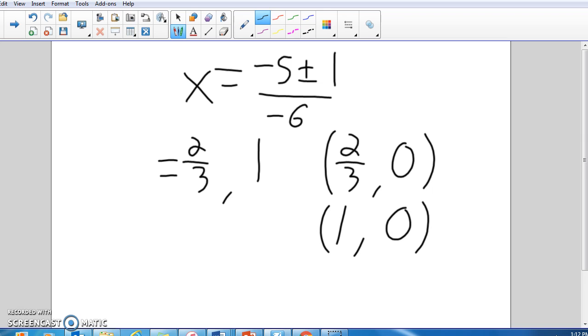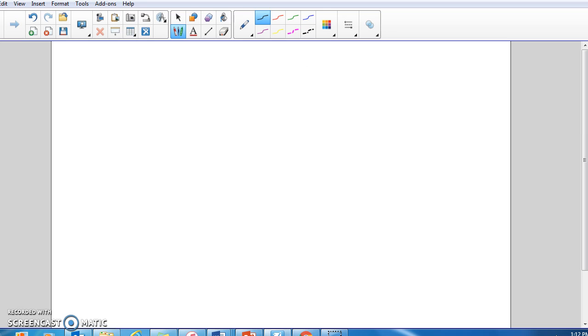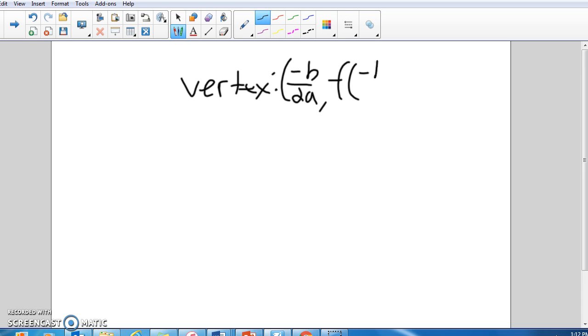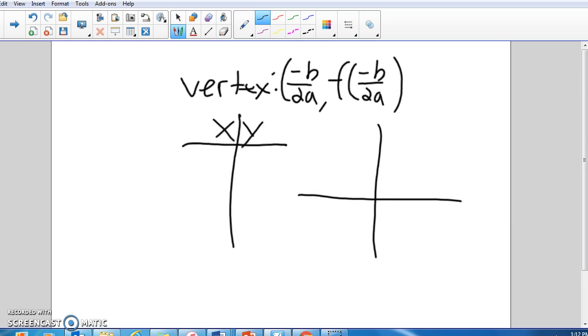So as a quick review, to graph a quadratic, all you've got to do is find the vertex, which is negative b over 2a, and f of negative b over 2a. And then you just set up a table, and the rest is history.